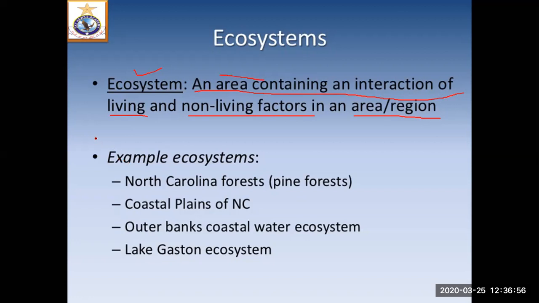For example, let's see some examples of ecosystems. First is the North Carolina forest, the coastal plains of North Carolina, the Outer Banks coastal water ecosystem, and the Lake Gaston ecosystem. So these are each making a complete system, an ecosystem.